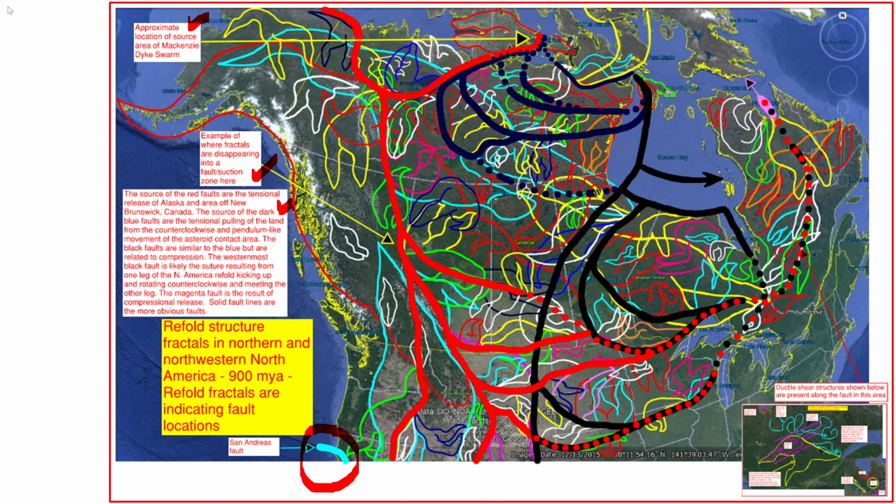Okay, if you look up northwest of Hudson Bay, it looks like you got this source zone of the Mackenzie Dyke swarm, and then you got a tensional pulling in this zone here, and then it comes together to a pinch point in this area. And actually, remember those two twin fractals that I showed in Hudson Bay over there, and they're related to a fault zone here. This is the edge of the North America refold in black.